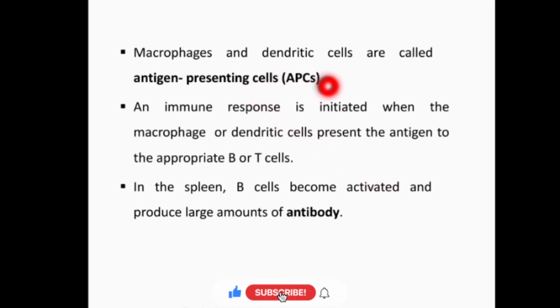Macrophages and dendritic cells are called antigen presenting cells. An immune response is initiated when the macrophages and dendritic cells present the antigen to the appropriate B and T cells. That means antigen presenting cells capture the antigen and then present it to B and T cells. In the spleen, B cells become activated and produce a large amount of antibody.